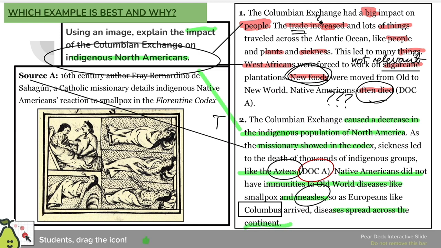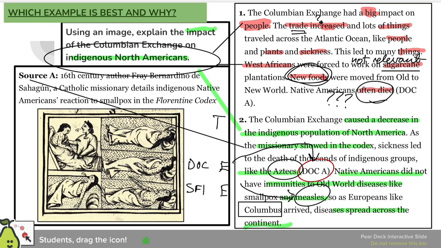So answer choice 2 answers the question. It uses the document. It has a topic sentence organizing what our category is going to be. It's going to be a decrease in the population caused by the Columbian Exchange. And then it gives us SFI, that's outside of the document, and it gives us the content statement of what document A or source A is saying. This is the main idea.